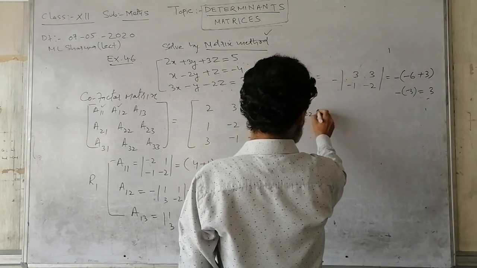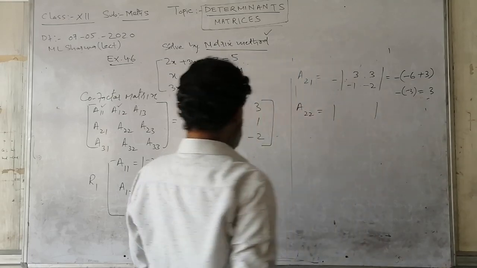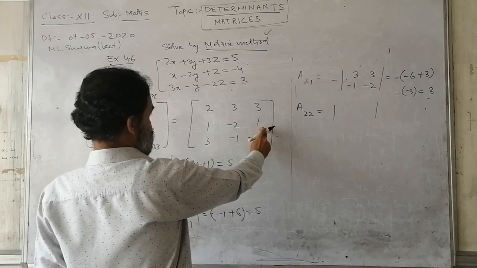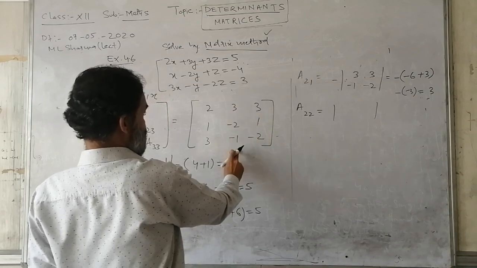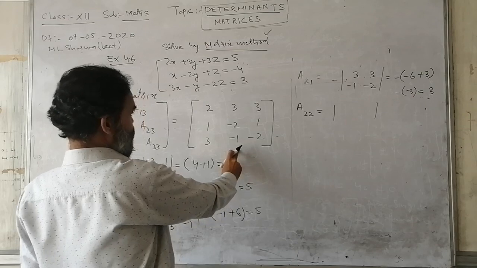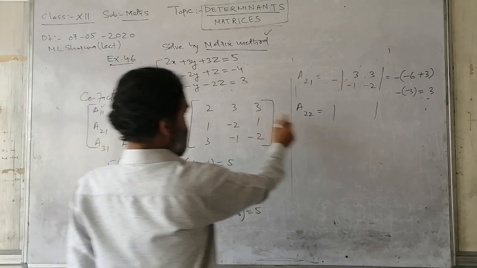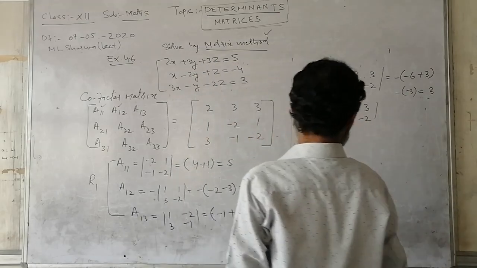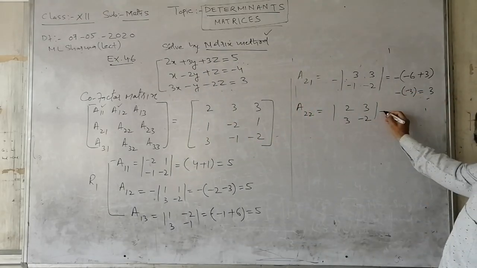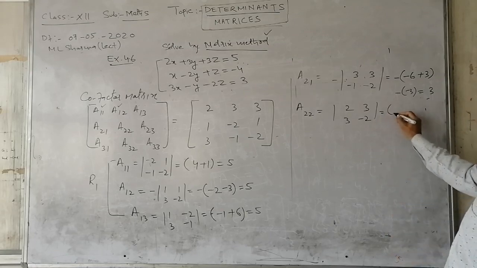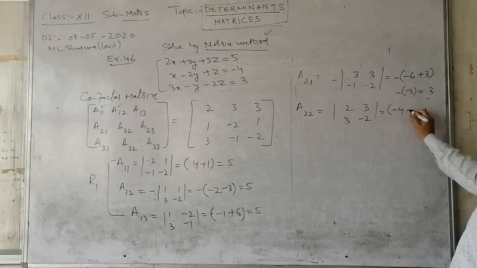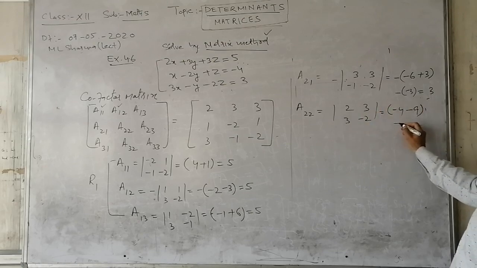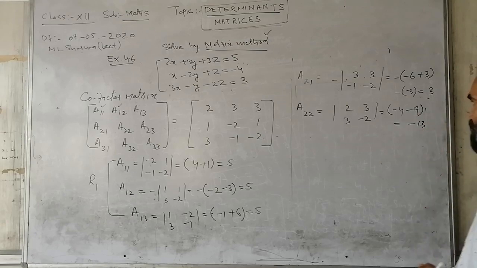Then A22 is this element. If I delete this row and this column, I will be left with 2, 3 and 3, minus 2. These 4 elements will be left, and this will equal minus 4 minus 9. So this will be minus 13.